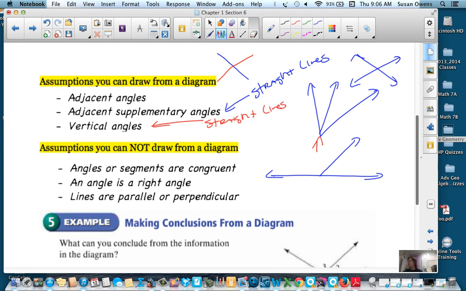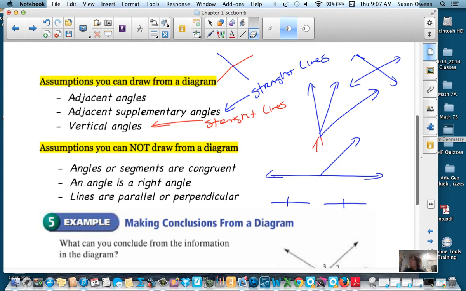Now, assumptions you cannot make. You cannot assume angles or segments are congruent. If I draw two segments that look like they're congruent, you cannot assume they're congruent unless I put a label on there. So now they're congruent. Okay, without that label, we cannot assume they're congruent. You cannot assume an angle's right. So I'm allowed to assume an angle's 180 degrees, but I'm not allowed to assume an angle's right. So if I draw an angle that looks like a right angle, unless I label it, you're not allowed to assume it is.